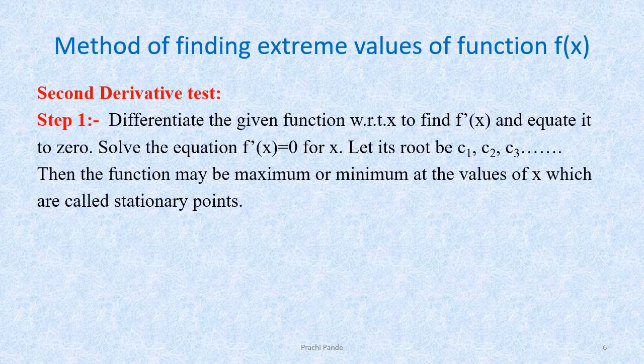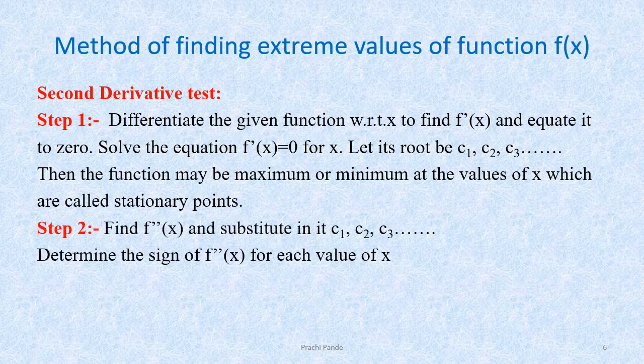In this case, in step number 1, we have to differentiate the given function with respect to x to get the function f dash x and equate it with 0. Solve the equation f dash x equal to 0 for x. Let its roots be c1, c2, c3. Then the function may be maximum or minimum at these values of x, which are called stationary points.